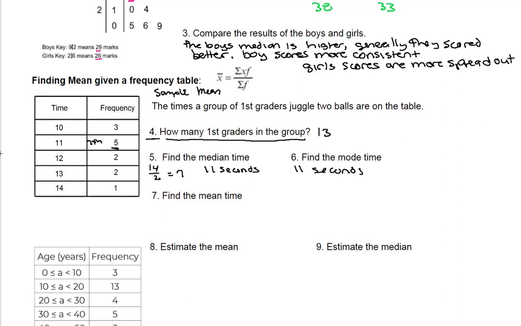Now in order to find the mean, we're going to have to take all of our x's, 10, 11, 12, 13, and 14, and then multiply them by the number of times they happened, and then add those all up, and then divide by the total frequency, which is 13. So what I want you to do is pause this and try that and then start back up again and we'll compare.